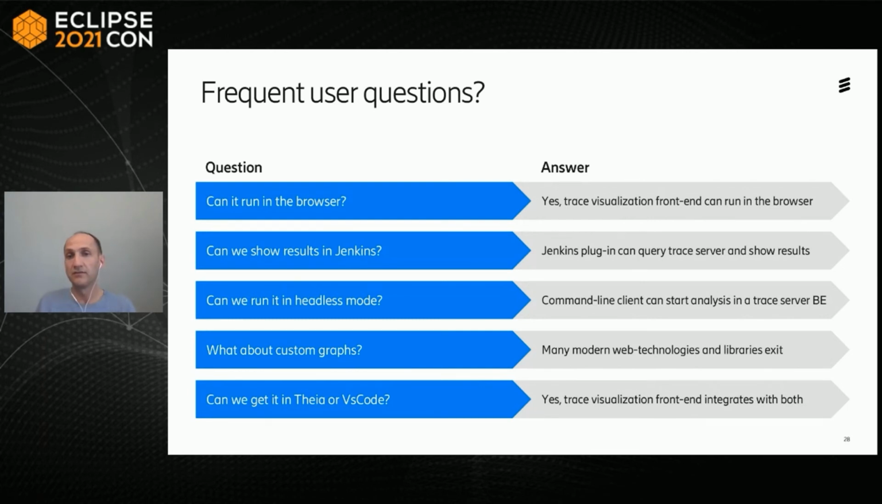Custom graphs, yeah, modern web libraries can be used since we are running a JavaScript application. So it's possible. If someone wants to create a custom chart with D3, that's possible. And finally, can it run with Theia or VsCode? Yeah, Theia I demonstrated in my demo, and VsCode is as well possible.